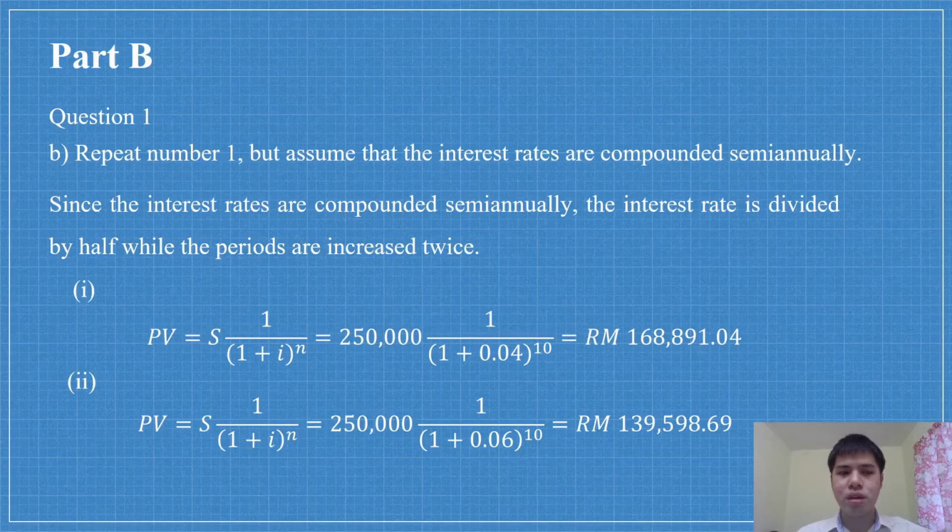So in part B here, the situation is similar, but assume the interest rates are compounded semi-annually. Since the interest rates are compounded semi-annually, the interest rate is divided by half while the periods are doubled. Therefore, in the first situation here, the PV changes to 168,891 ringgit and 4 cents, while in the second situation, the PV becomes 139,598 ringgit and 69 cents.